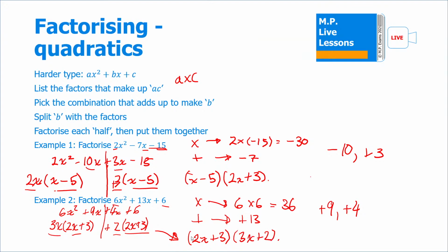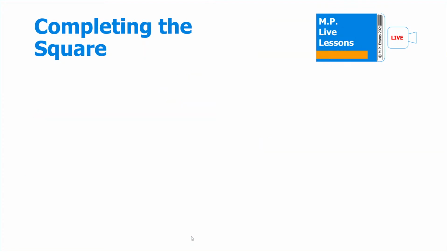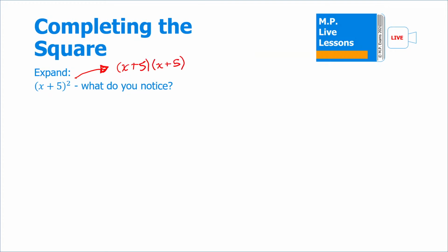Next, higher tier will still need to know about completing the square. Now, I want you to expand this, x plus 5 all squared. And remember, when you're squaring something, you multiply it by itself. So this would be x plus 5 times x plus 5. Now, when you expand this, you get, in the end, x squared plus 10x plus 25.